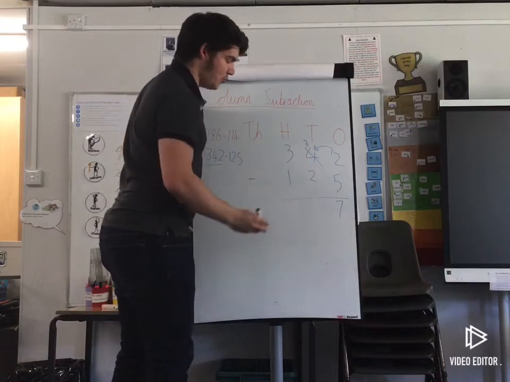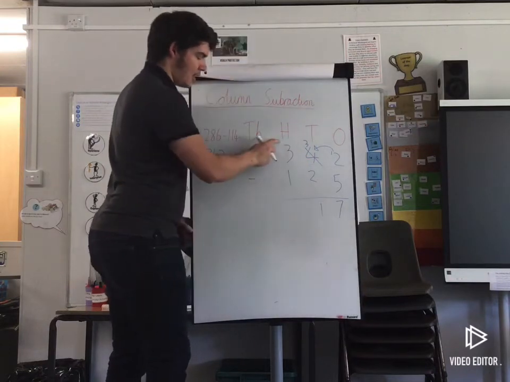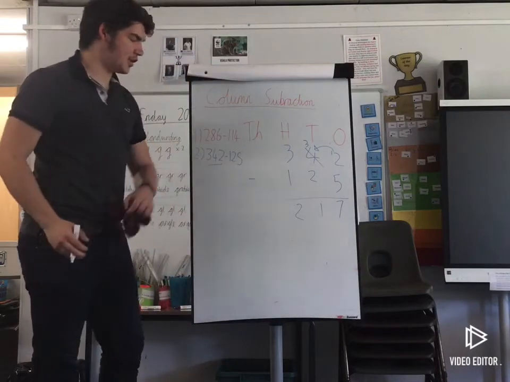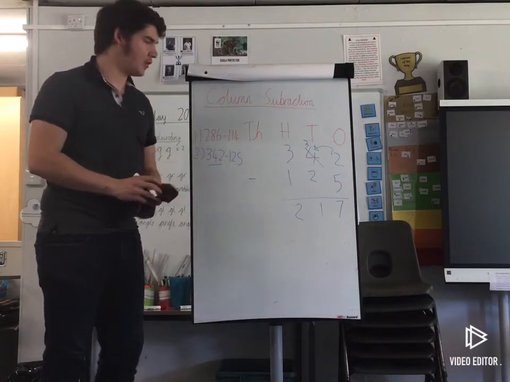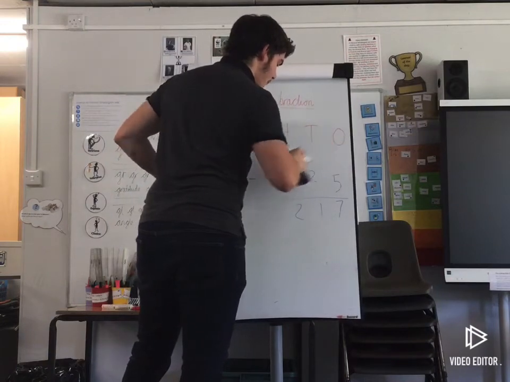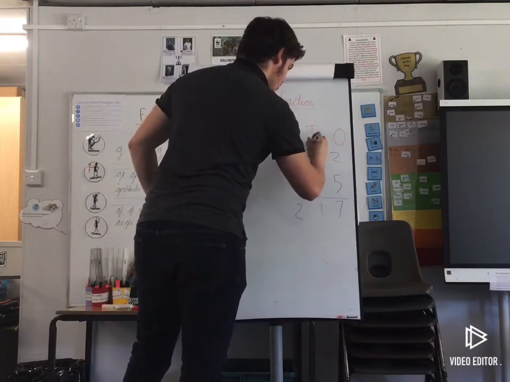3 minus 2 is going to be 1. And 3 minus 1 is going to be 2. So my answer is 217. So I'll just show you that borrowing bit one more time, just to make sure we're all sure on it.